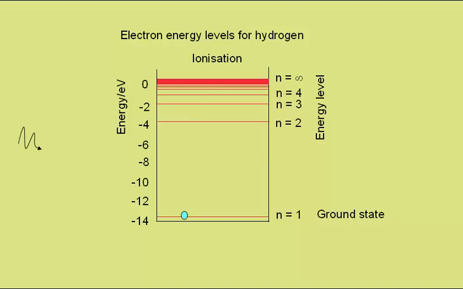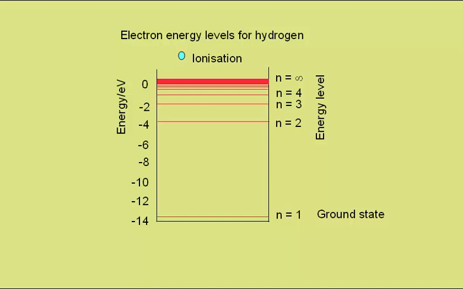So absorbing a higher energy photon could send it to n equals 3, an even higher energy photon to n equals 4, and so on. If there was sufficient energy, as here, the electron becomes free. We have had ionization.